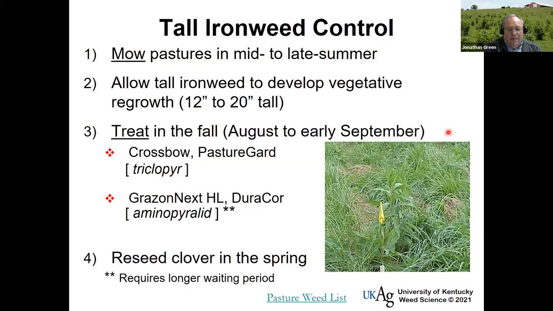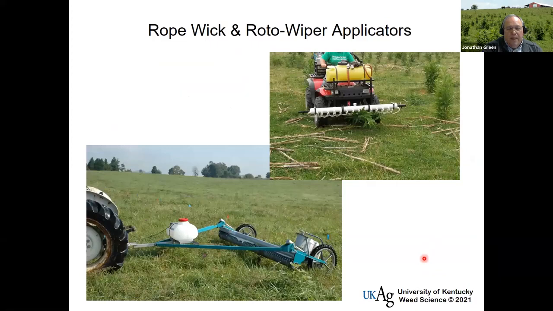But the timing of this is important, that we get this done pretty quick as we move into the fall, because this plant goes south pretty quick, and we've got to have some active growth to get the results we need. Now, having said that, one of the other application methods that people ask about is using rope wicks and roto-wiper applicators, particularly on a tall plant such as tall ironweed.